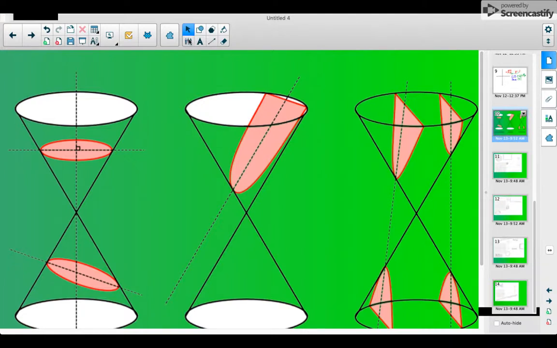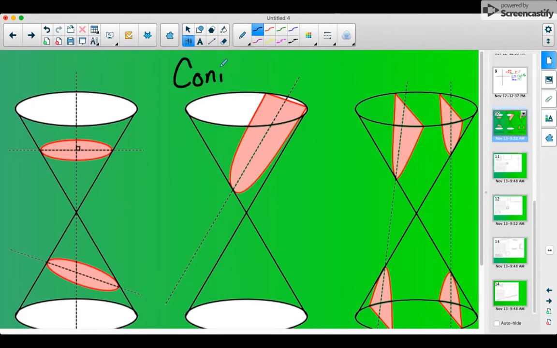Alrighty, we are starting a new chapter on something called conic sections. I'm going to break this lesson apart into two separate videos, but this first one is just going to go over the basics of them and 3 out of the 4 types. So we have conic sections.